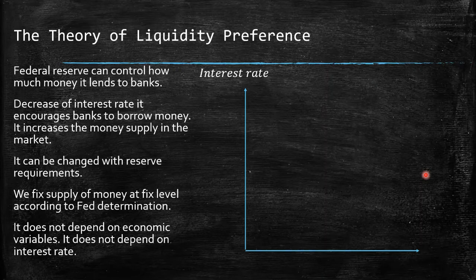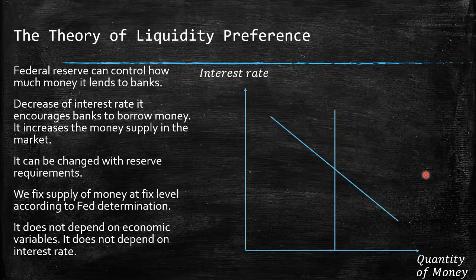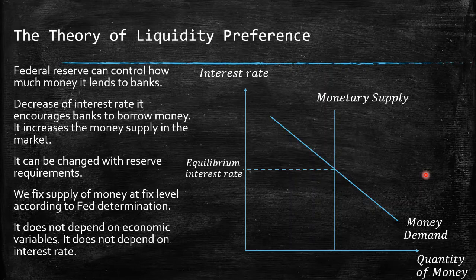So how are we going to draw this market? On the y-axis, we're going to put the interest rate, which is like the price of money, and on the x-axis, we're going to put the quantity of money. We have here the downward-sloping demand, and here we have the monetary supply, which is not affected by the interest rate because it's provided by the Federal Reserve. When these two curves cross, we say that this is the equilibrium interest rate. And this is the quantity fixed by the Federal Reserve.